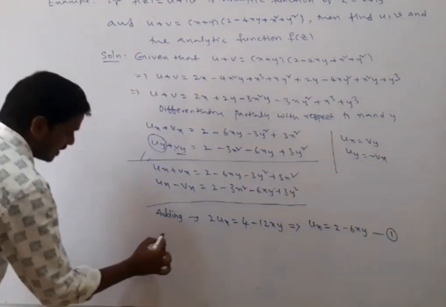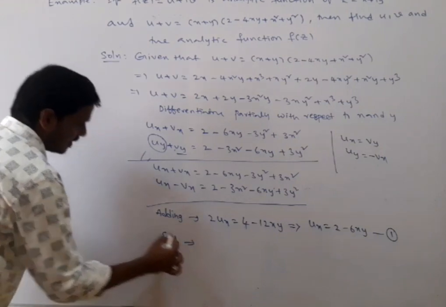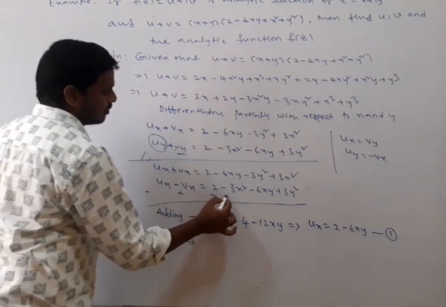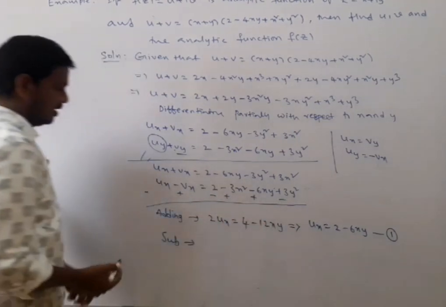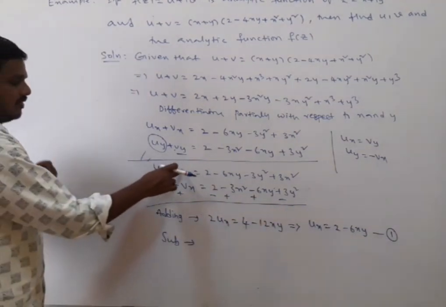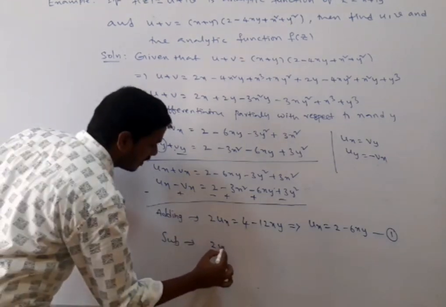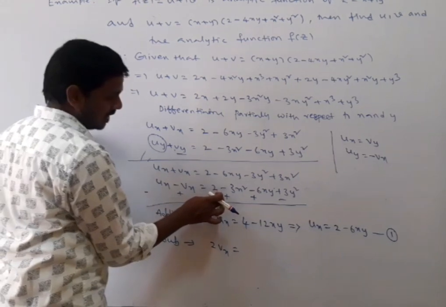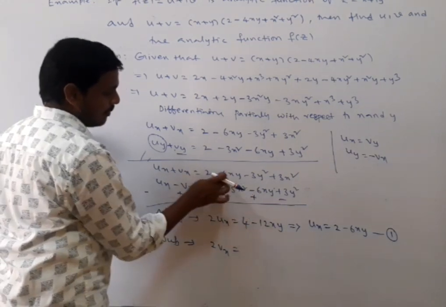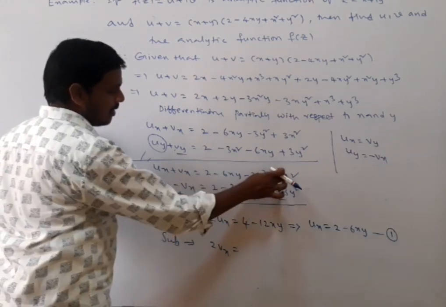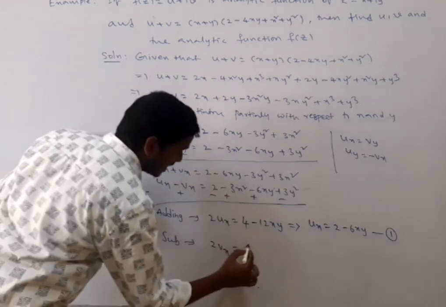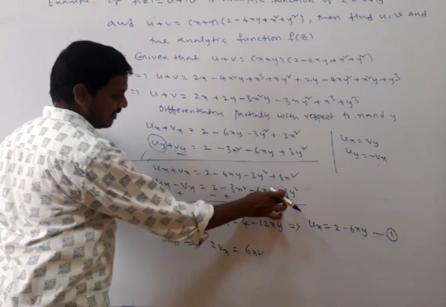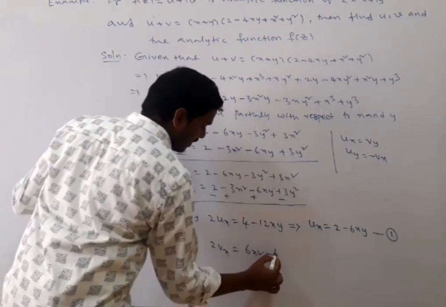Next, subtracting. When subtracting, the signs change: minus plus minus plus plus minus, right? Here ux gets cancelled, vx minus (minus vx) gives 2vx. Here it is plus 3x square plus 6xy minus 6xy gets cancelled, plus 3x square plus 3x square is 6x square, and minus 3y square minus 3y square is minus 6y square.